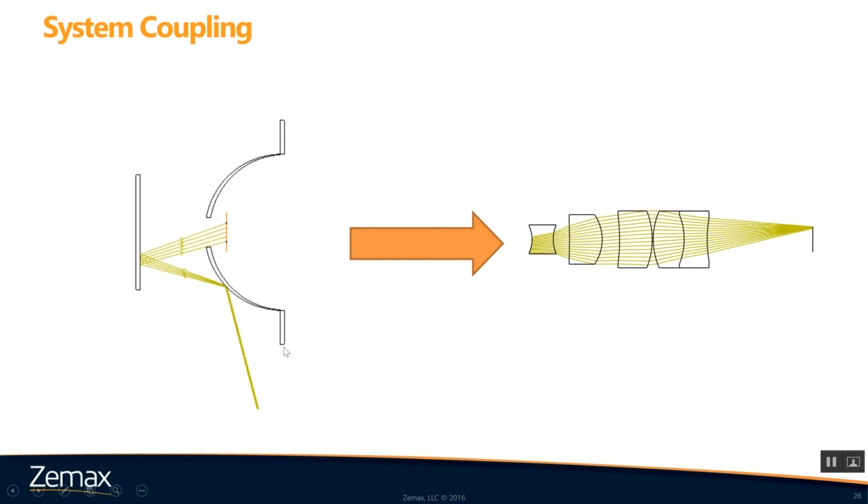So again, this is just kind of what we're discussing. If we have our mirror system here and this is our full field ray bundle, that has to be matched to the full field entering ray bundle of our dioptric system.